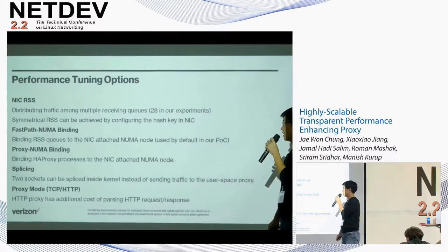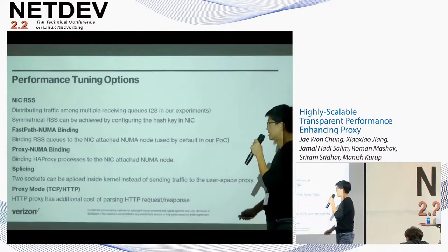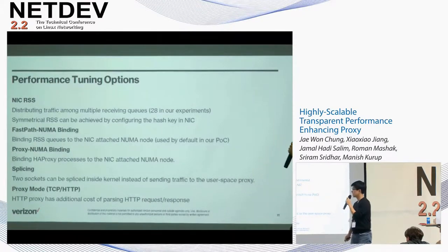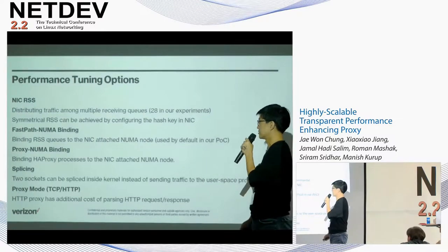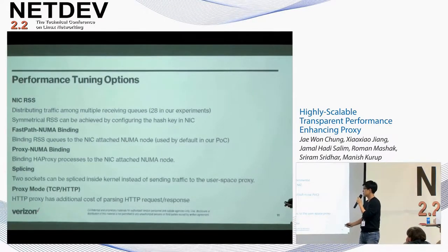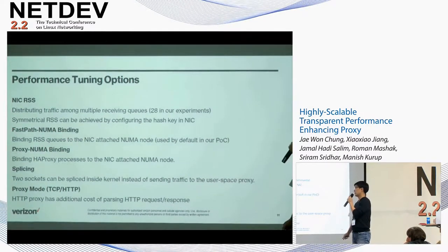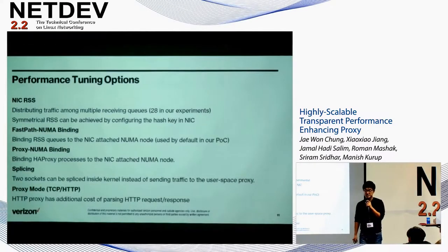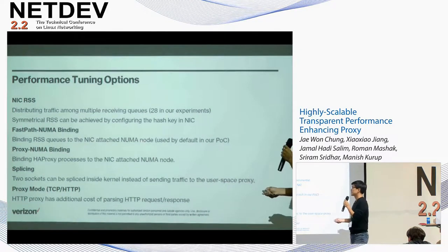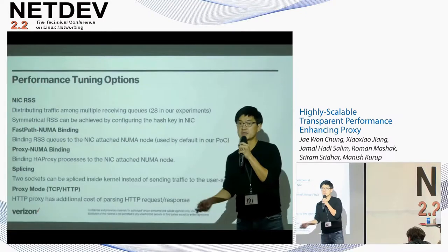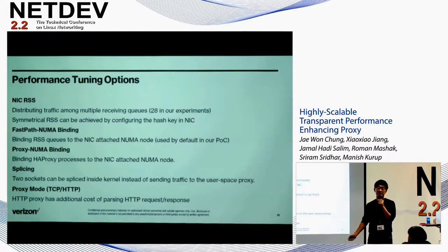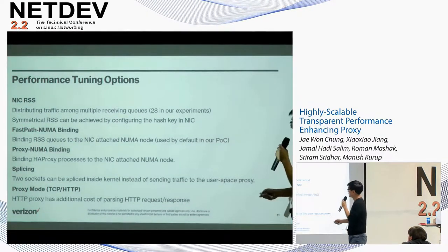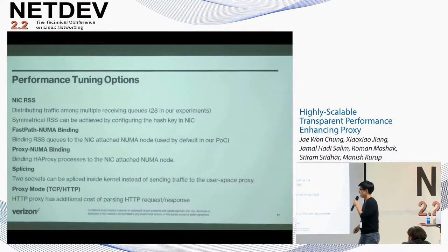Okay, the next thing is fast path NUMA binding. What I mean by that is we bind the RSS queues to the NIC-attached NUMA node. That means the NUMA node that's directly connected to the NIC through the PCI bus is what we are binding the RSS queues to. In our evaluation, we didn't show the number, but we first forgot to do this and then ran the test, and we got probably a quarter of the performance of what we could get at the end. I just want to mention that, but I'm not going to show the result in this presentation.